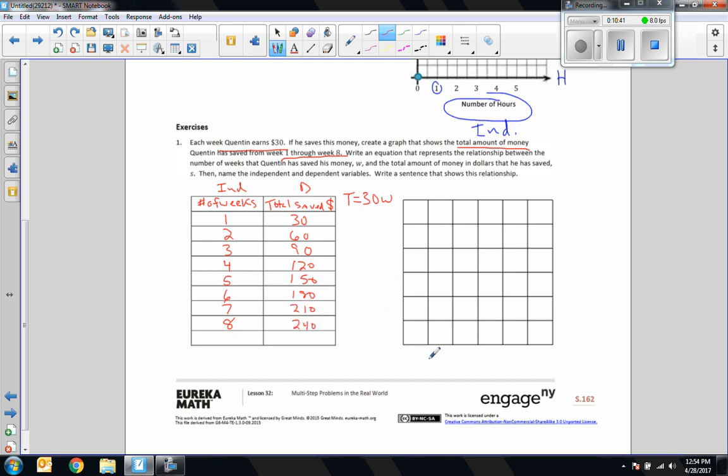Okay, so now when I label my grid, I want number of weeks, W, so this is my W axis, and this is going to be my y-axis, which is my dependent variable. That's pretty sloppy. Difficult to draw this with this board. Okay, and that is going to be total saved.